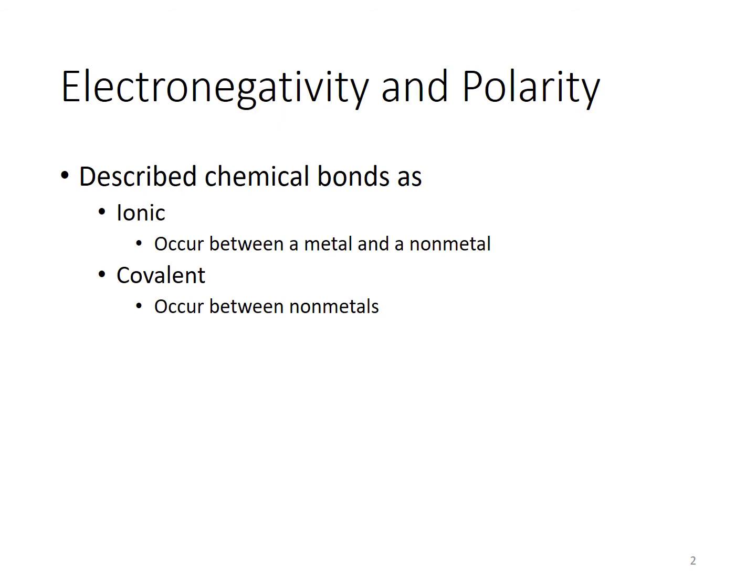So electronegativity. We described chemical bonds as ionic and covalent in the past. Ionic, as you know, occurs between a metal and a nonmetal, some cation and some anion. Covalent occurring between two nonmetals. These are actually just the extremes in a spectrum of bonding.